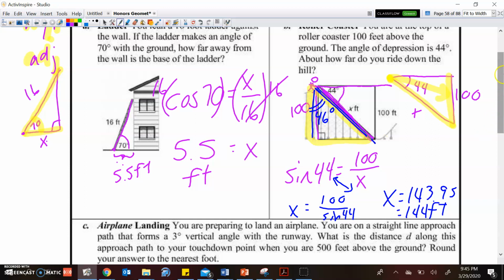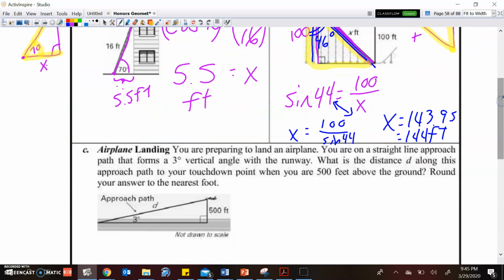And this one says you're preparing to land an airplane. You are on a straight line approach path that forms a 3-degree vertical angle with the runway. So here's our airplane. We're looking at a straight line approach path. It forms a 3-degree angle with the runway. What is the distance d along this approach path to your touchdown point when you are 500 feet above the ground? Okay, obviously computers and stuff would do this. You can see how critical this is. It's understood though, because important things lie on it.